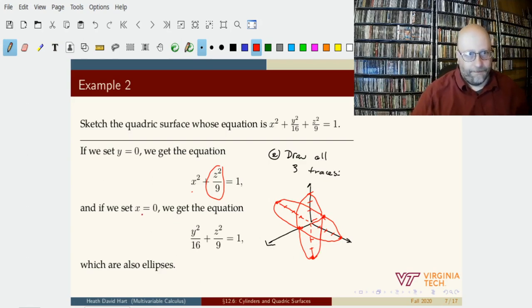That's fine. Then if we set x equals 0, we get y squared over 16 plus z squared over 9 equals 1. This has intercepts at plus or minus 4 on the y-axis and plus or minus 3 on the z-axis. And so now we connect an ellipse through those 4 points.